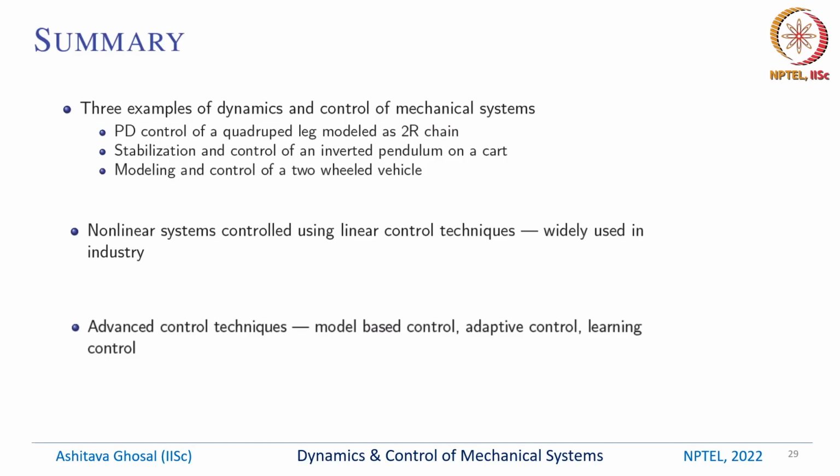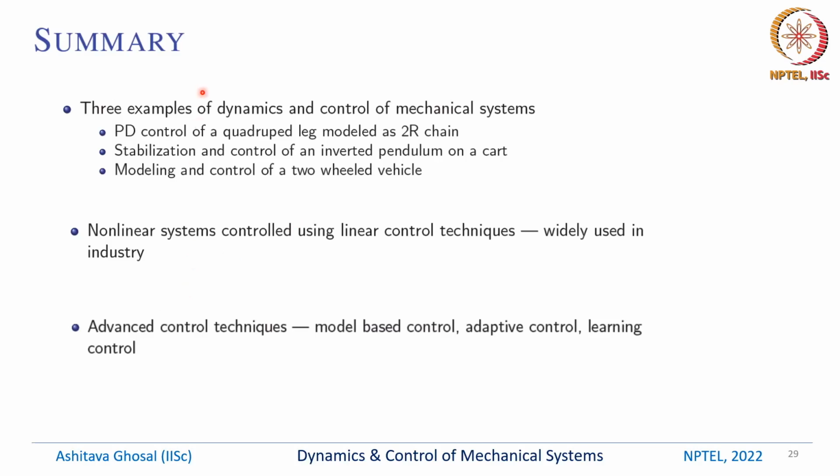So in summary, I have showed you three examples of dynamics and control of mechanical systems. The first was the PD control of a quadruped leg of this quadruped robot called Stoch, in which the leg was modeled as a 2R chain. The second example was stabilization and control of an inverted pendulum on a cart. And the third example was the modeling and control of a two-wheeled vehicle.